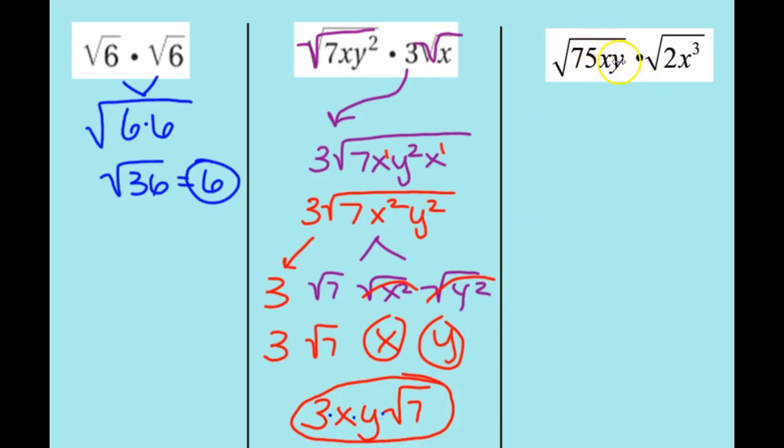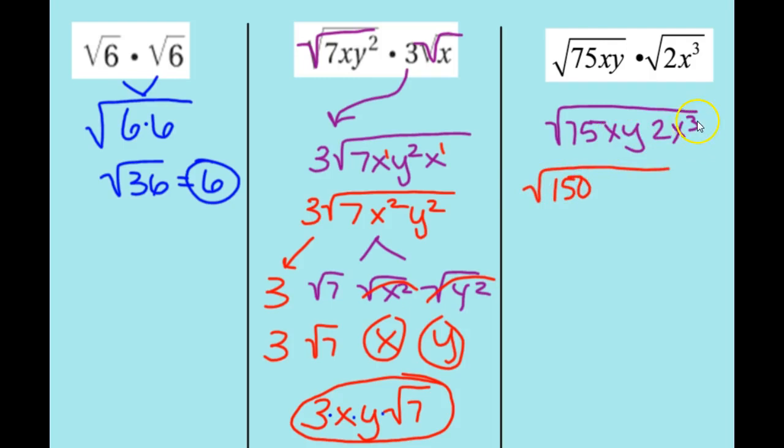Alright, same thing on this next one. Everything's under the square root, so we can multiply it all together. We have 75xy and 2x to the third. So here, 75 times 2, I could make this 150 if I wanted to. We have x to the third here and one more, so we really have x to the fourth. And we have just a y there. So we've taken care of everything. These were all multiplied together.